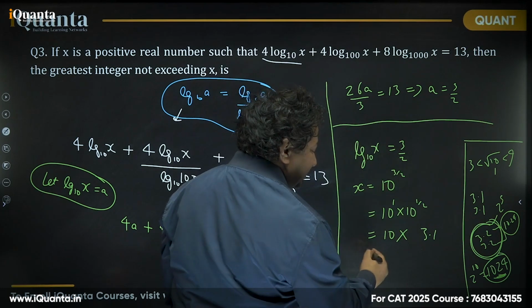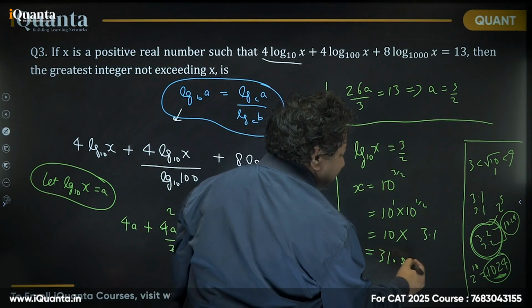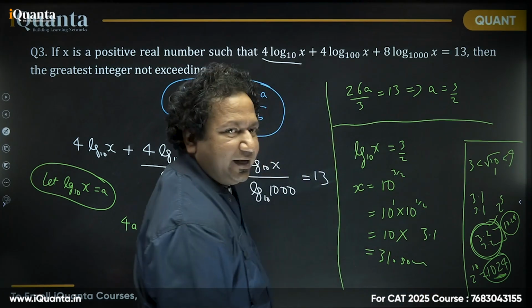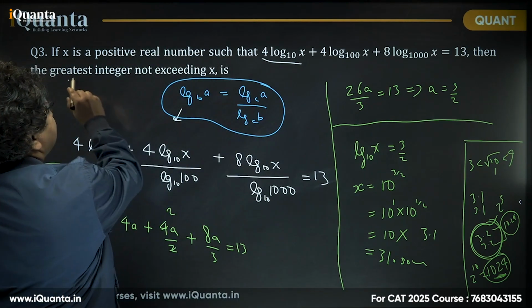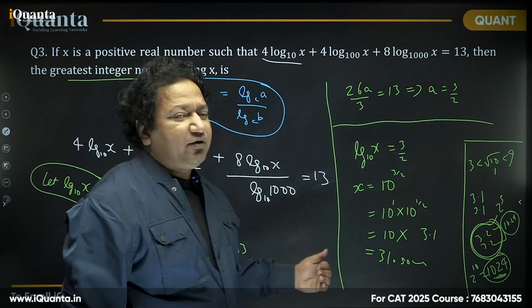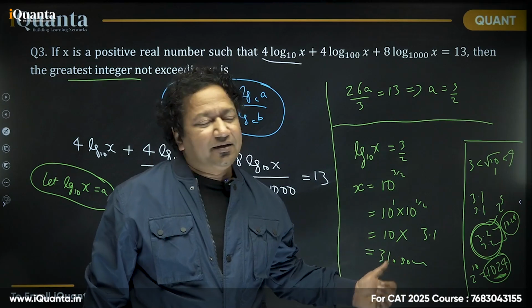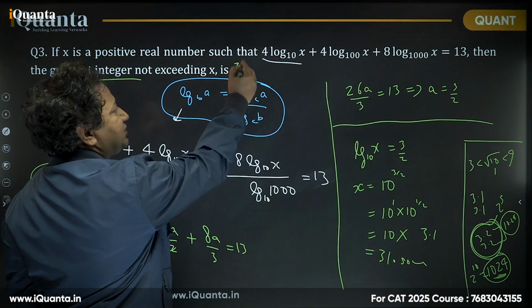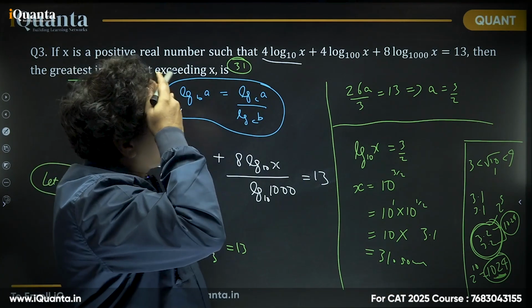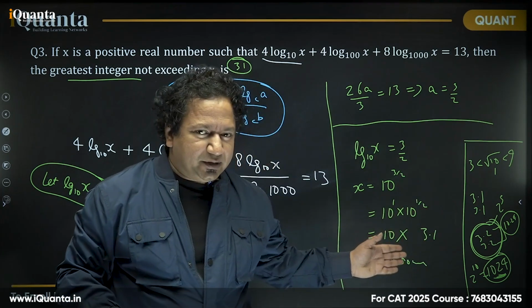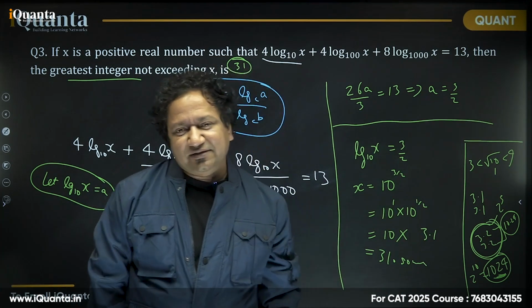All right. Multiply, I'll get 31 point something, which I'm not caring about, because we need the greatest integer that does not exceed x. 31 point something. The integer is 31. So the answer will be 31. Such a beautiful question, which requires some kind of understanding of numbers. It's again algebra. Let's go to the next question.